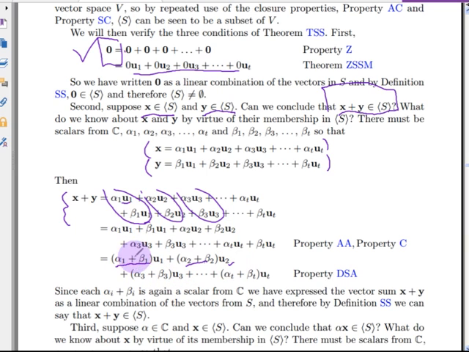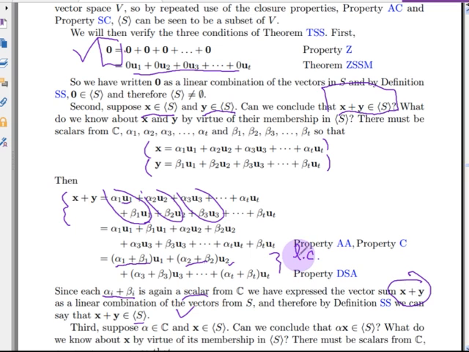All right. Now, what do we have here? We have a scalar times u1, plus a scalar times u2, plus and so on, up to a scalar times ut. This, in fact, is a linear combination of the vectors u1 through ut. But that means that this vector is also in the span of S. That's by the definition of span. That's what it says here. Since each alpha i plus beta i is a scalar, here we have a linear combination. This means that x plus y is a linear combination, and therefore it's in the span. All right, so now we've shown closed under addition.